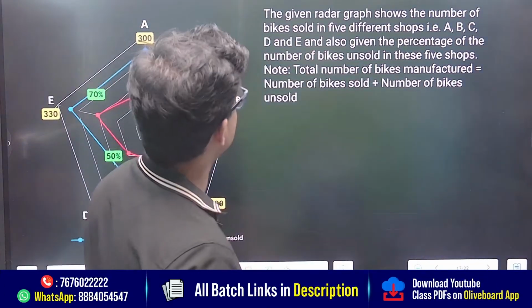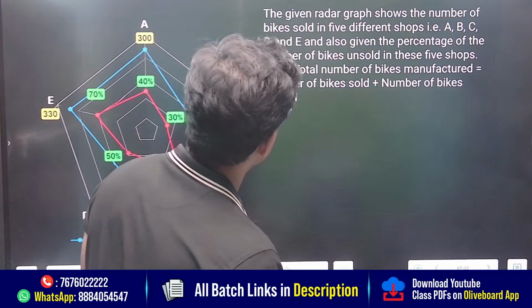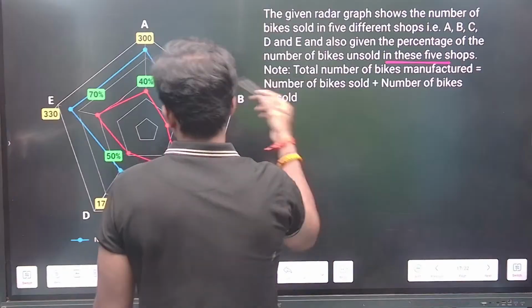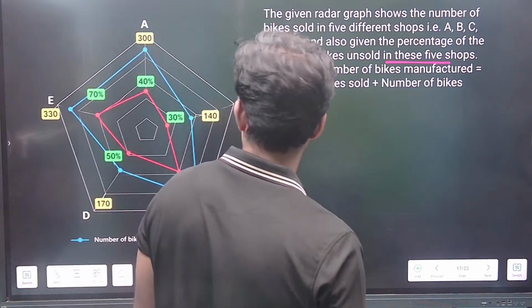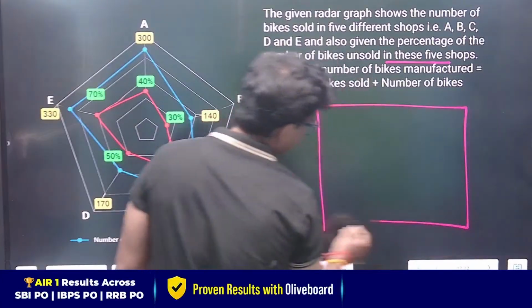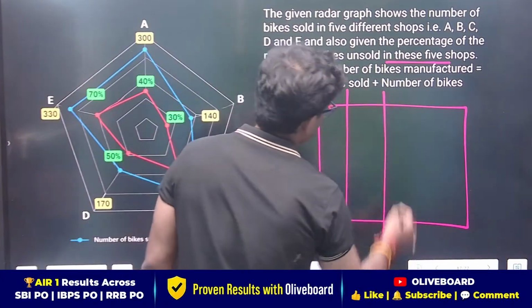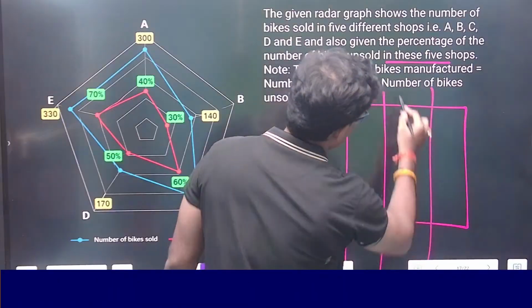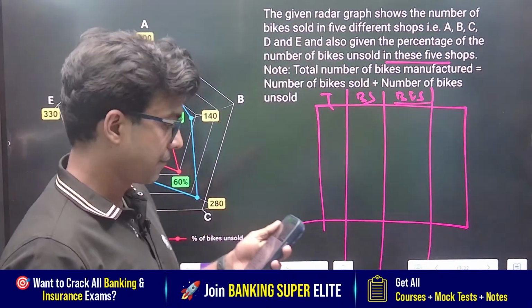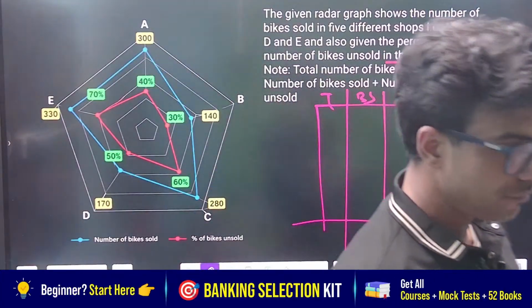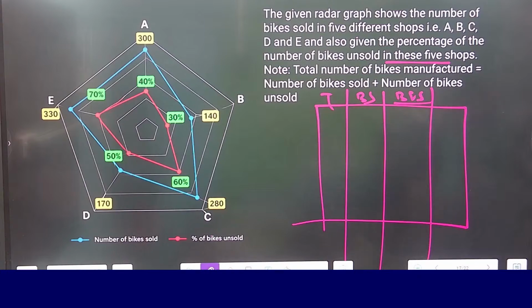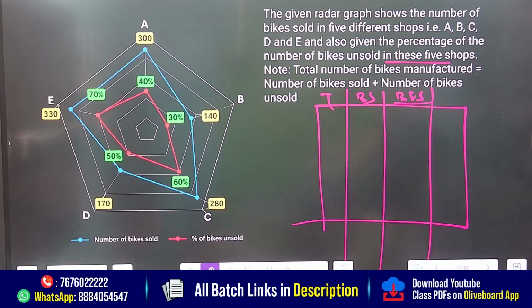The given data shows the bikes sold in 5 different shops A, B, C, D. Also given is the percentage of the number of bikes unsold in 5 different shops. Now you can make a table: total bikes, bikes sold, and then bikes unsold. And then you can calculate all the questions according to your wish.